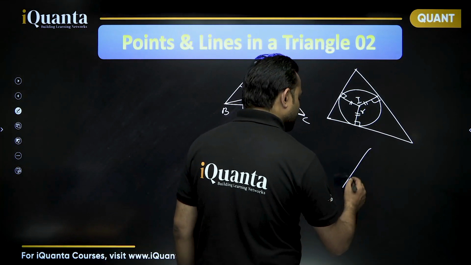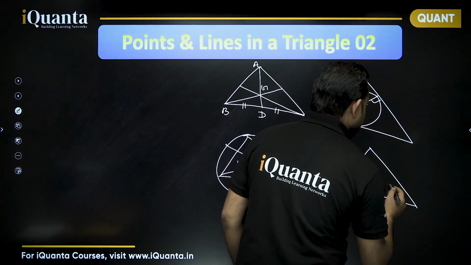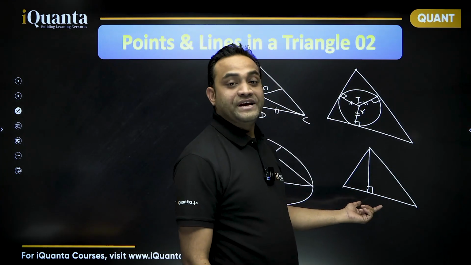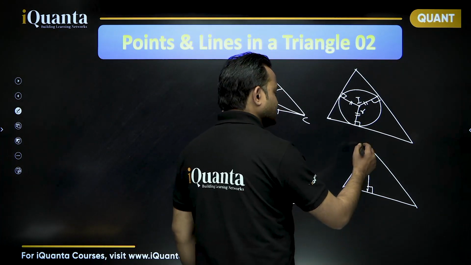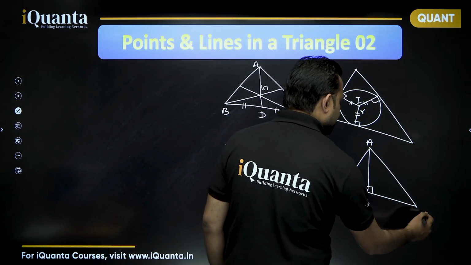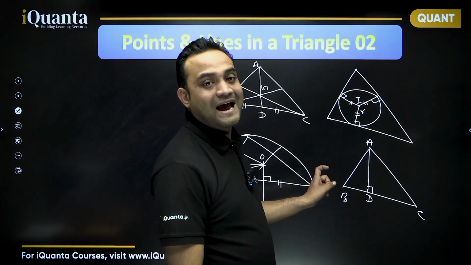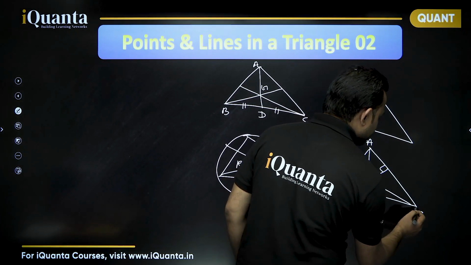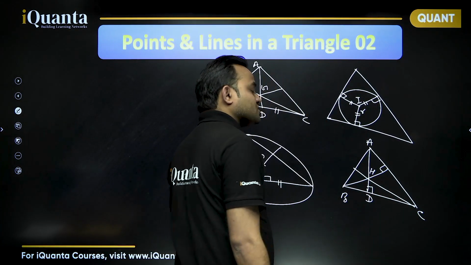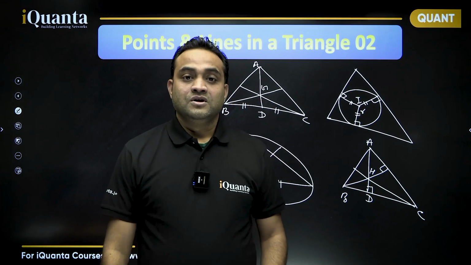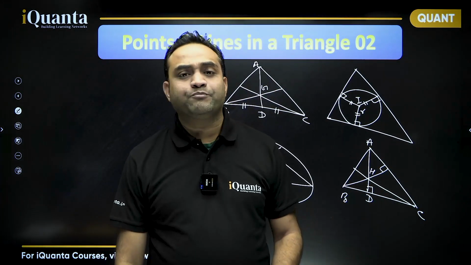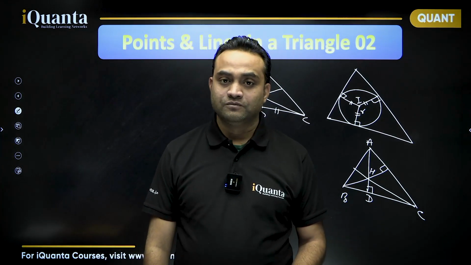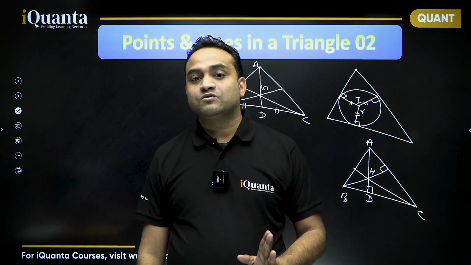Then comes altitude. An altitude is the line segment which is perpendicular to any side, drawn from the opposite vertex. So this is A, B and C. Then D is known as altitude, and the intersection of these altitudes will be known as H, which is nothing but the orthocenter. I have discussed all the important properties of these points and lines in a triangle in the previous video, so I will ask you guys to watch that one also.